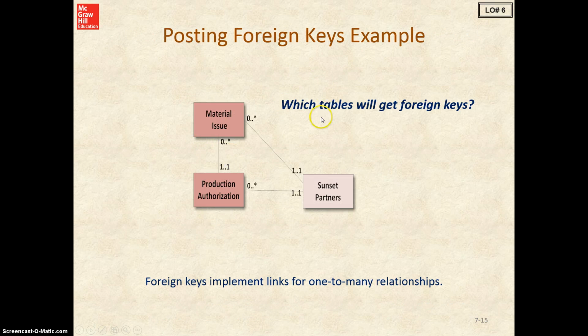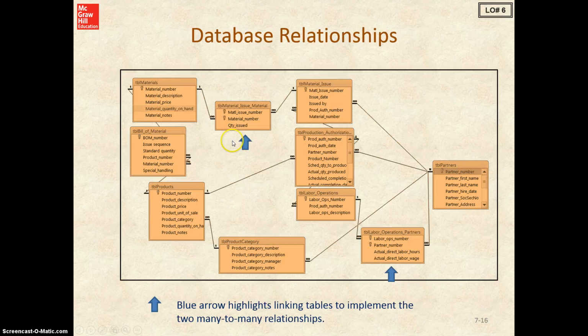Posting foreign keys example. Which tables will get foreign keys? For example, the partner number, the primary key for Sunset Partners, will become a foreign key in the production authorization table and material issue events. The production authorization number will become a foreign key in the material issue event. So let's see that here.